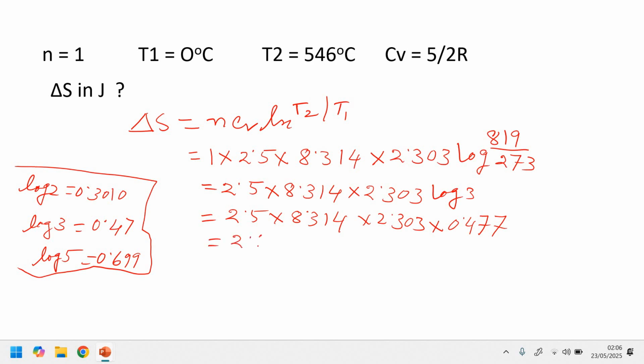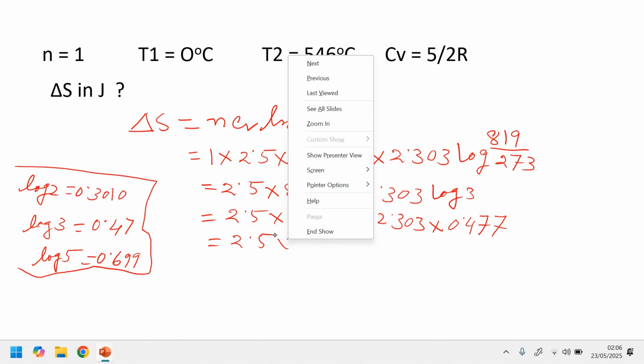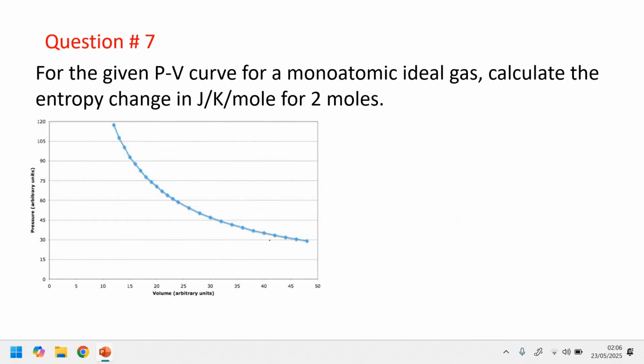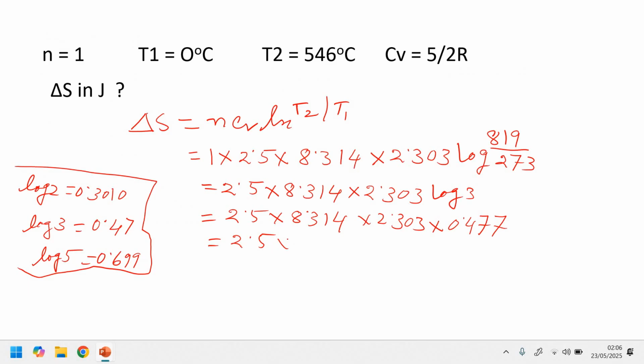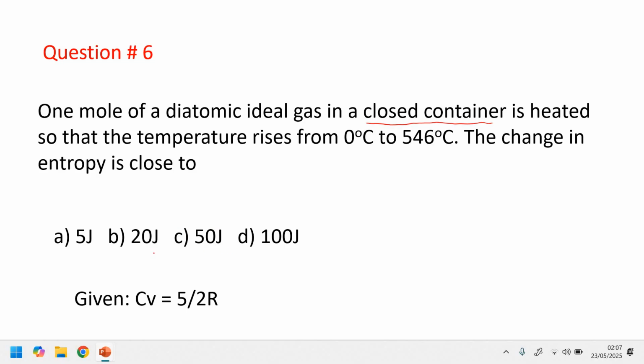Okay, now how much is it coming? 2.5 into 8, that is 20. 20 into 2 is 40. 40 into, say if I consider 0.5, then it is 20. So this value will come roughly equal to 20. Now we'll see the option: this 20 joule is there. So the answer will be B.